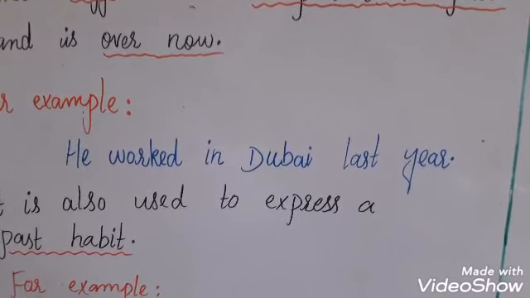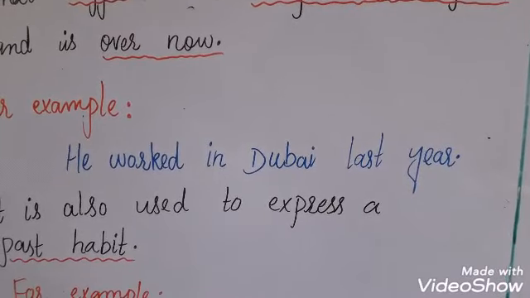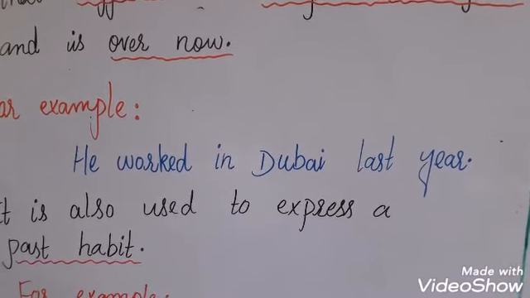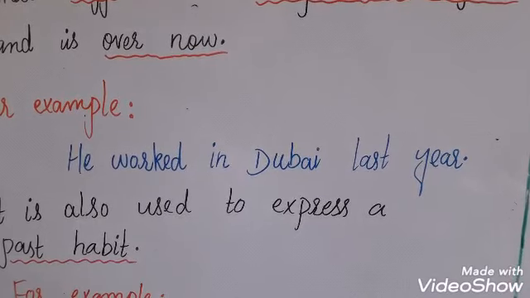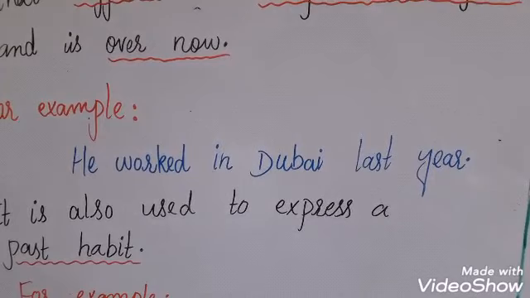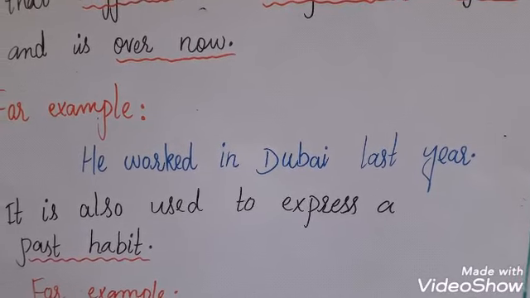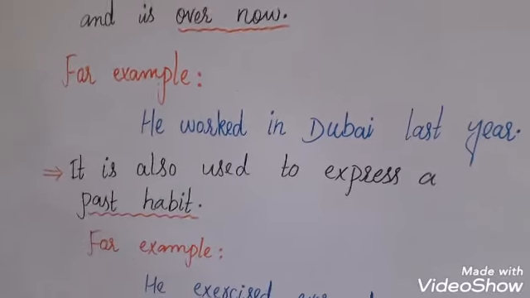This sentence shows that he worked in Dubai last year. His work has been completed and no part of his work has remained. So it has been completed in the past, in the last year. So it is past simple tense.